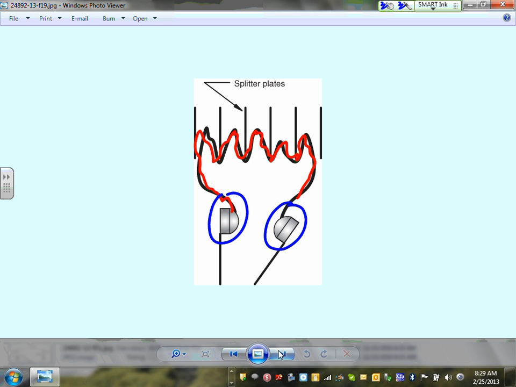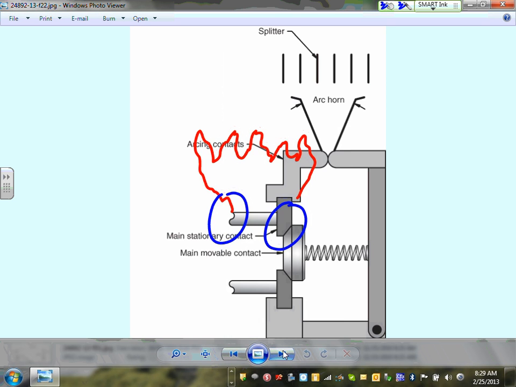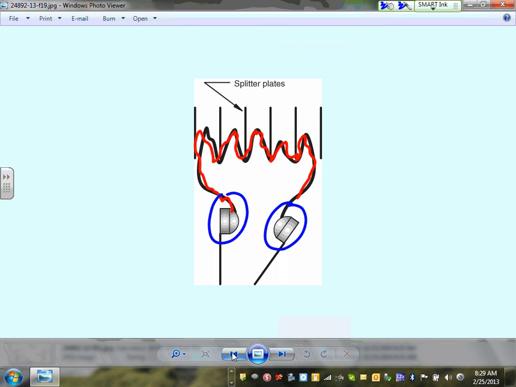Can you guys see that? The most important thing, you don't want contacts to get damaged. These are the splitters. This is how they look. Somewhere in this, the splitters right here. Can you guys see them at the top? And the contacts, so it draws the arc away from the contacts. It draws the arc away from the contacts, and it cuts it into pieces. It eliminates the arc. That's the most important thing of this.